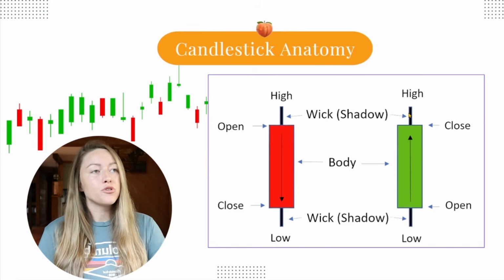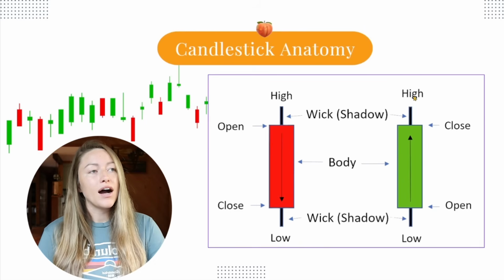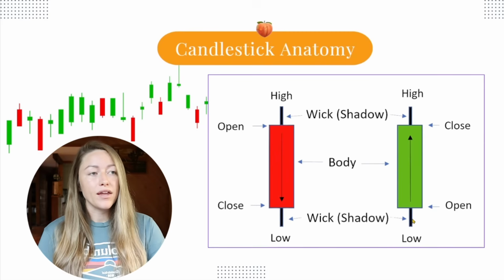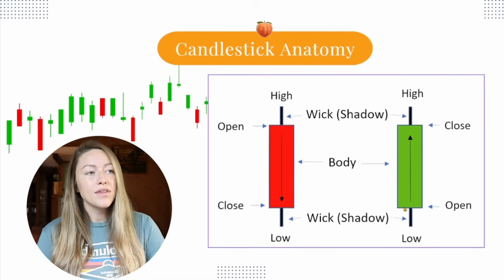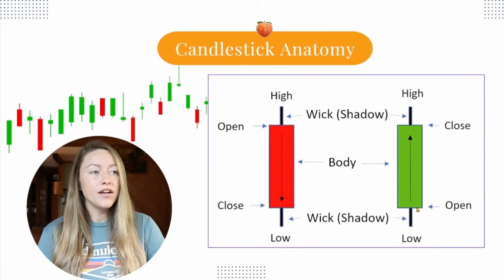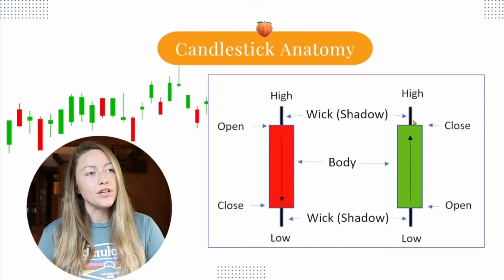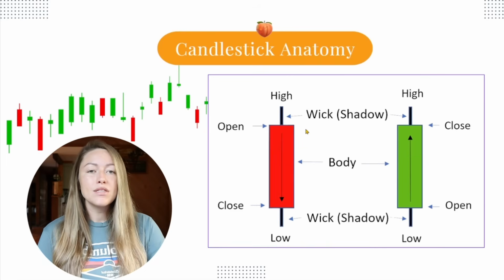Now, the opposite is true for a bullish candle. So you've got your high, your wick, the close is at the top, and the open is at the bottom, then your low wick here. What this is saying is the candle body, which is represented in green, we opened down here, but bulls were able to push this candle up, closing higher, representing a bullish candle. So this is the basic anatomy.